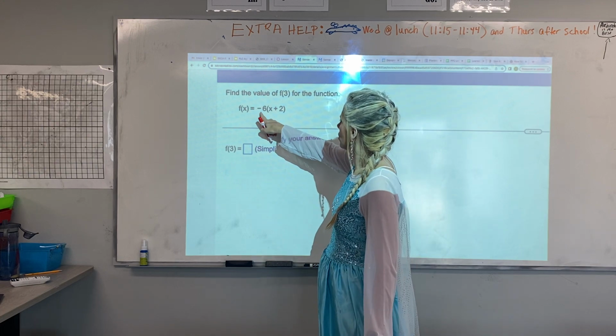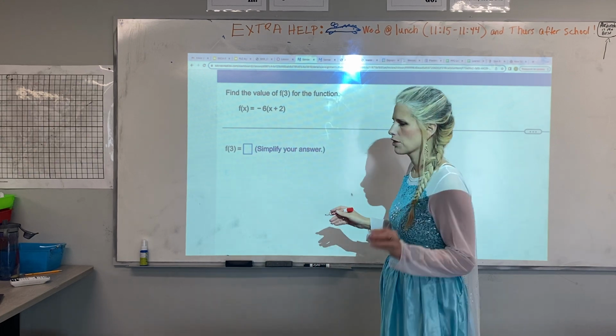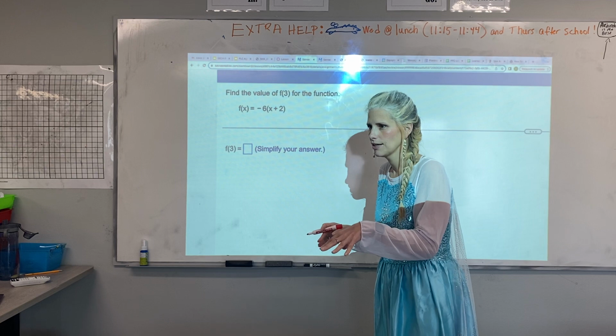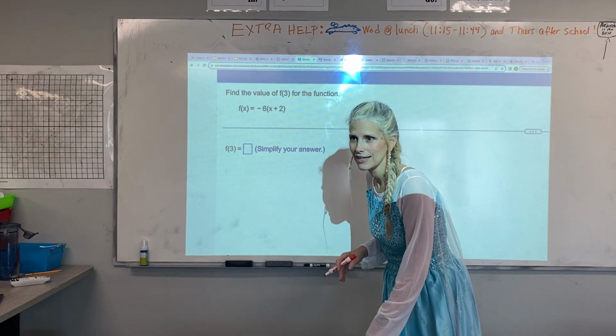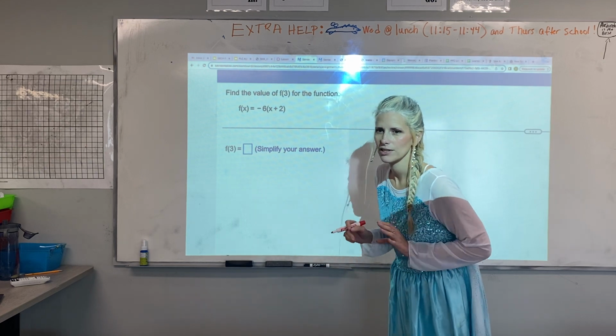Okay, so this is our machine. We're going to throw a 3 into the machine, turn it on, see what comes out, okay?